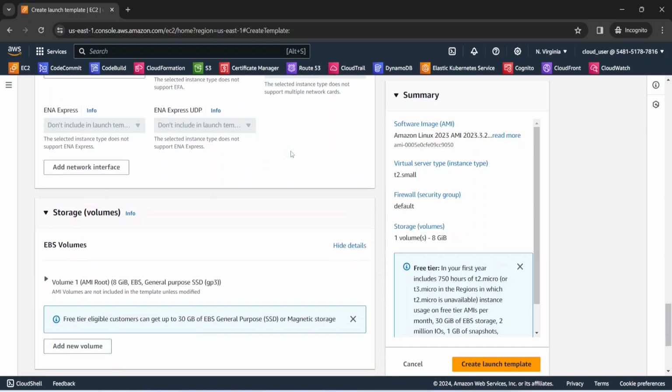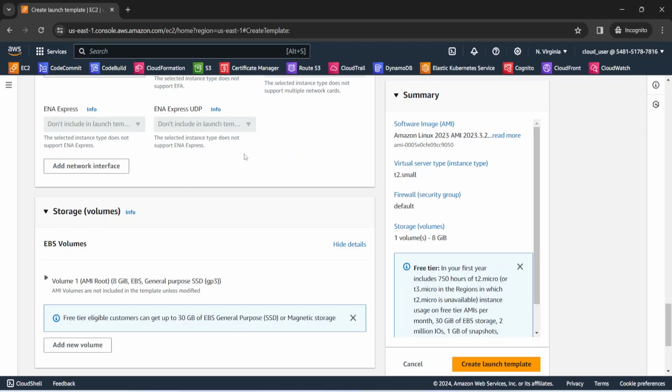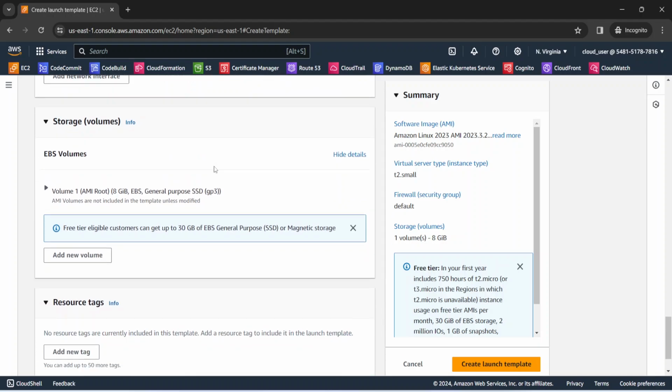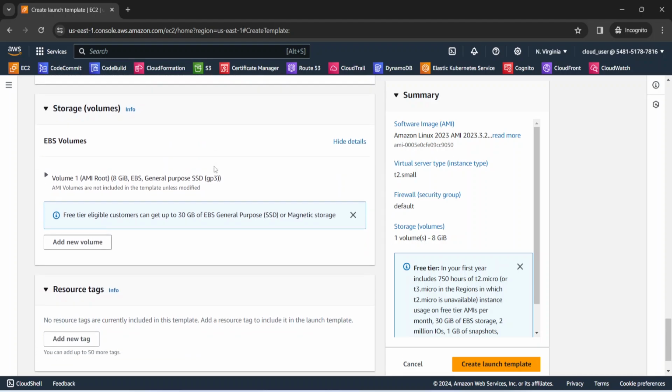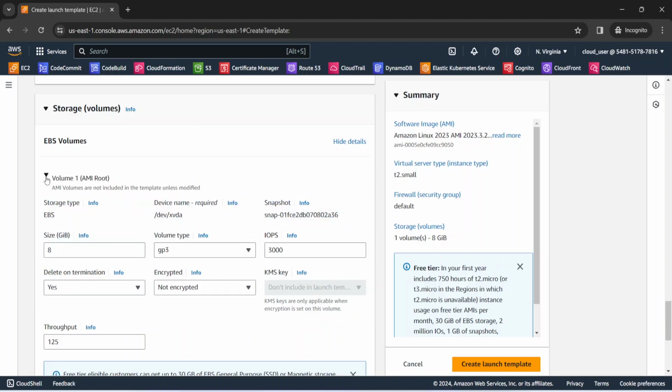Yeah, like it gives a more fine-grained intro. So also we have the provision of adding another network interface. Next, coming to the storage volumes, we have the provision of adding EBS volumes as well. So we'll just see the volume configuration here.